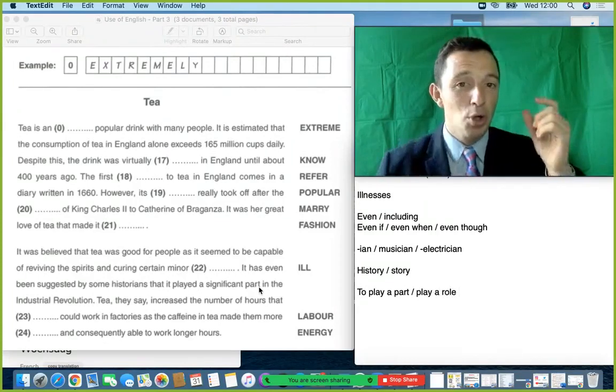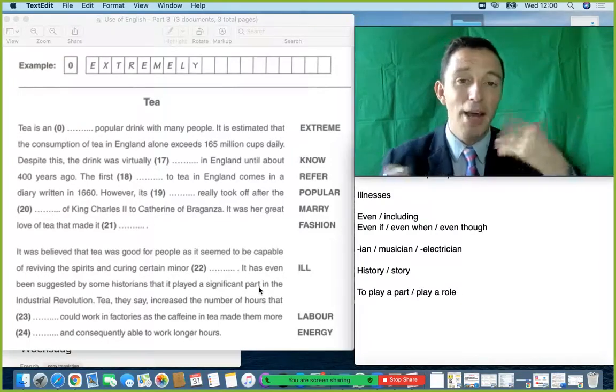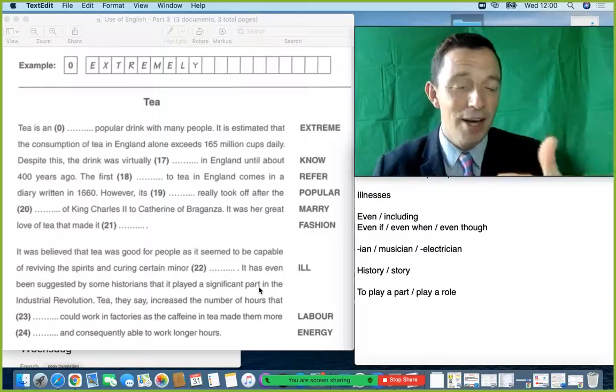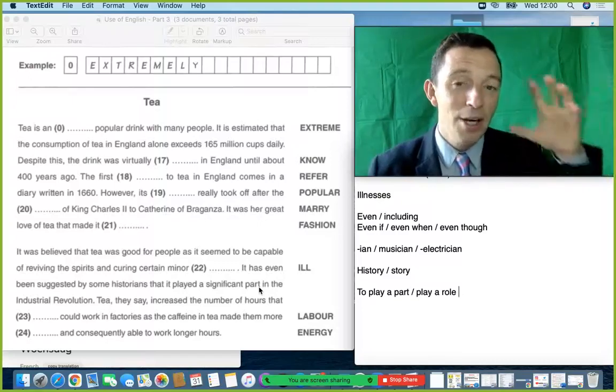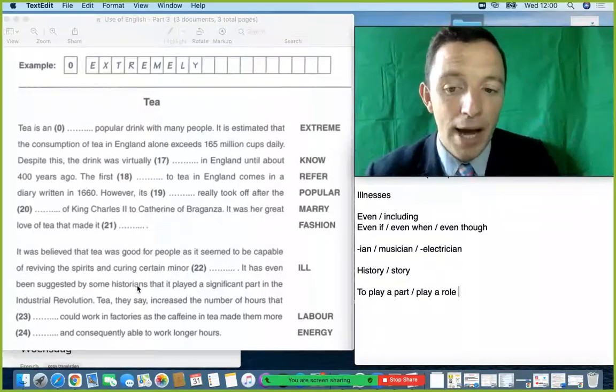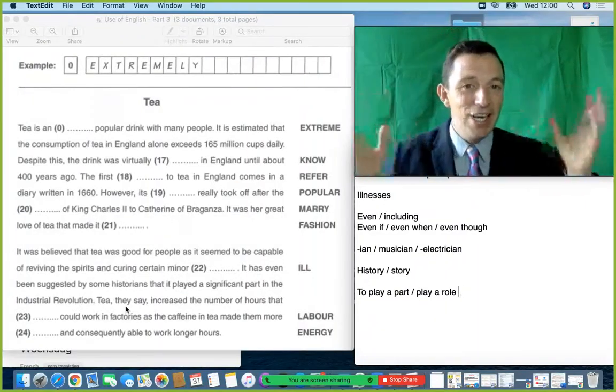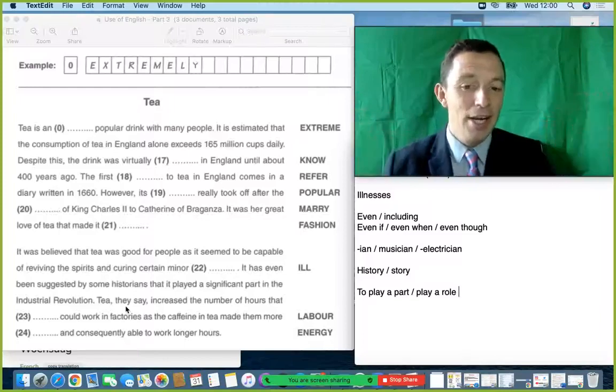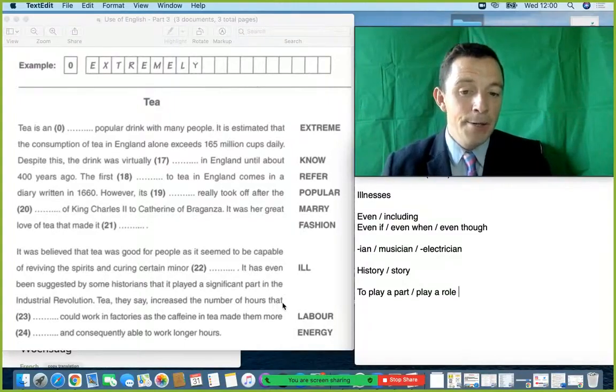In Espanol, I think it's juega un papel. So to play a role in your life, to play a part in your life, in the cinema, in the movie, play a role in the movie. And here, the Industrial Revolution. They say, in general, es dicho, they say, increase the number of hours that.